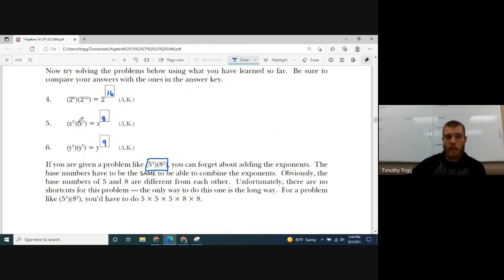Let's just look at number 5 here as an example. If I had x to the power of 3 times x to the power of 5, well, x to the power of 3 means x times x times x. And then times x to the power of 5, that's 1, 2, 3, 4, 5. Well, isn't this the same as x to the power of 8, right? That's 8 x's multiplied together. And you can see that there. Hopefully that makes sense.